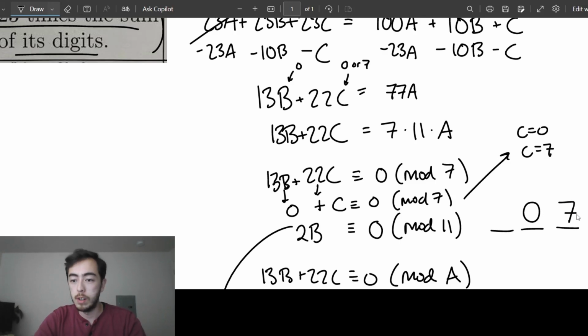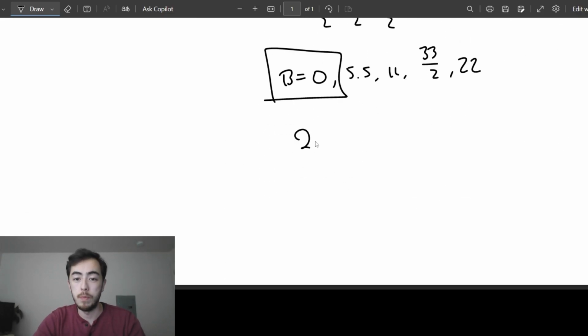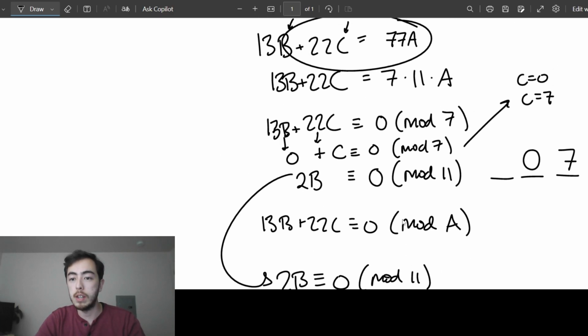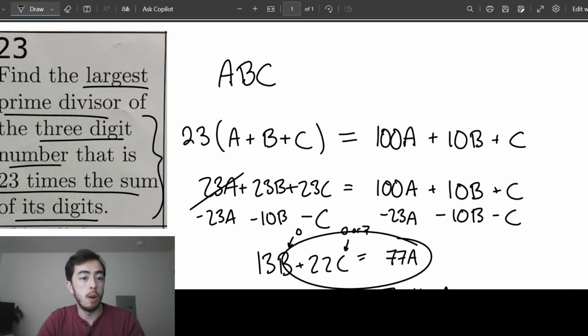Okay, cool. And then b is 0. So let's take a look at this equation, now knowing that c has to be 7. 22 times c is still equal to 77 times a. We could break up some factors and cancel them on both sides. And it looks like this 7 and that 7 cancel, this 11 and that 11 cancel, and so we're just left with 2 is equal to a. Cool. And so that completes our 3-digit number, 207. And we should see now what the largest prime divisor of this number is.